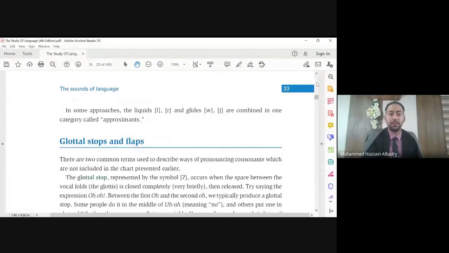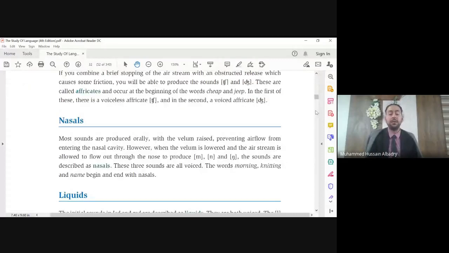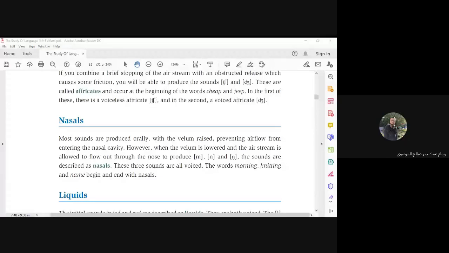We will stop at nasals, okay? Next lecture, we will talk about nasals, liquids, flapping, okay? These are very important. We will talk about vowels, and about certain pronunciation. As I told you, you are familiar with this and you know these pieces of information. You have studied this in the first and second stages, and now you are supposed to be completely familiar with phonetics. Okay, thank you so much. And if you have any question, you can ask. Ustad Mohammed. Yes.